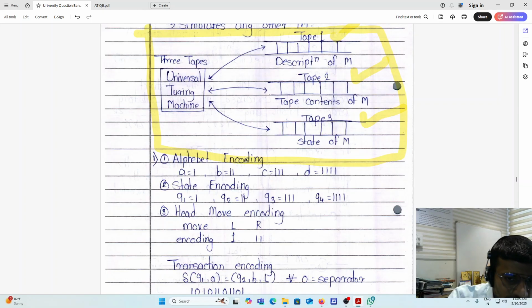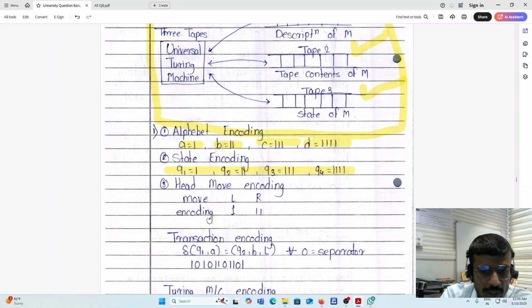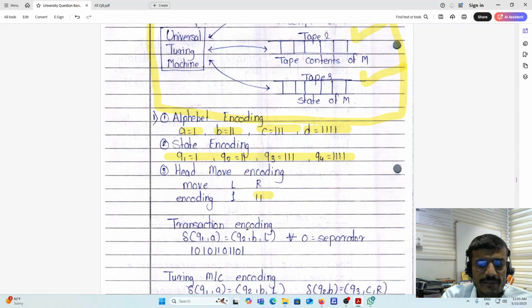In the case of alphabet encoding, A is encoded by 1, B is encoded by 11, C is encoded by 111, D is encoded by 4 times 1, Q1 is encoded by 1, Q2 by 11, Q3 by 111, and Q4 by 4 times 1. Head movements are designated by left movement encoded by 1 and right movement encoded by 11. Okay, so basically we are using 0 as a separator: in between two alphabets or states or head movements we are using 0 as a separator.